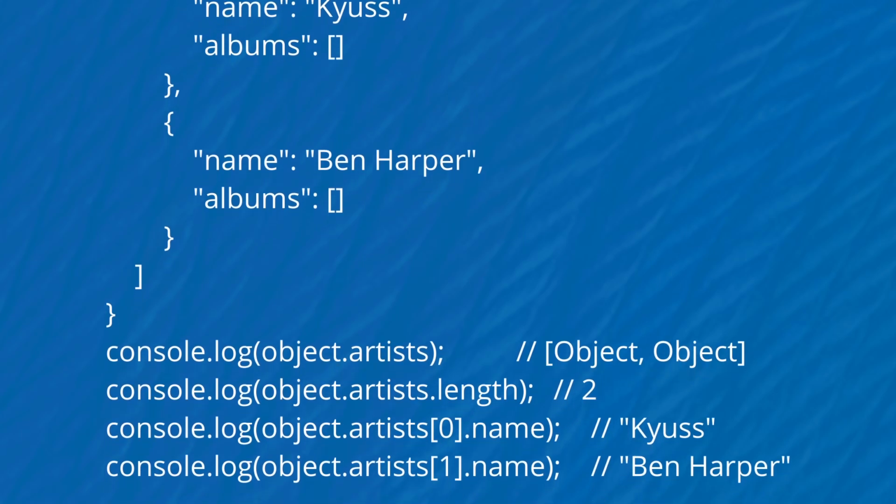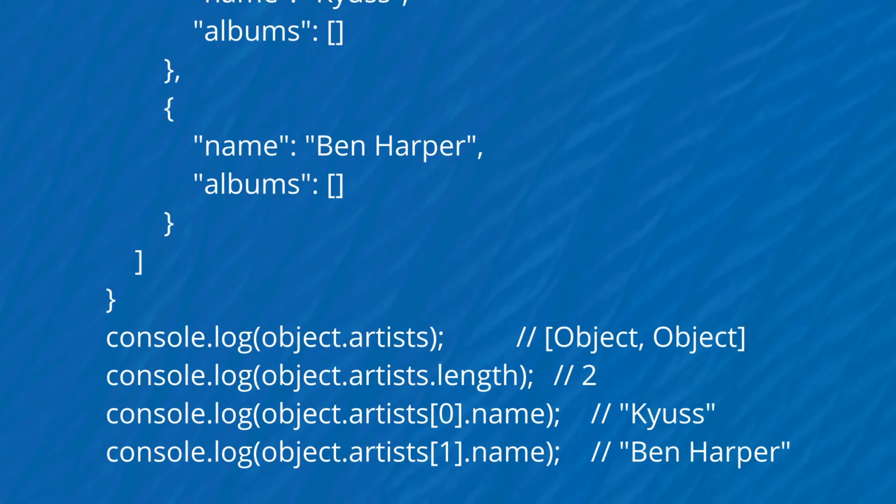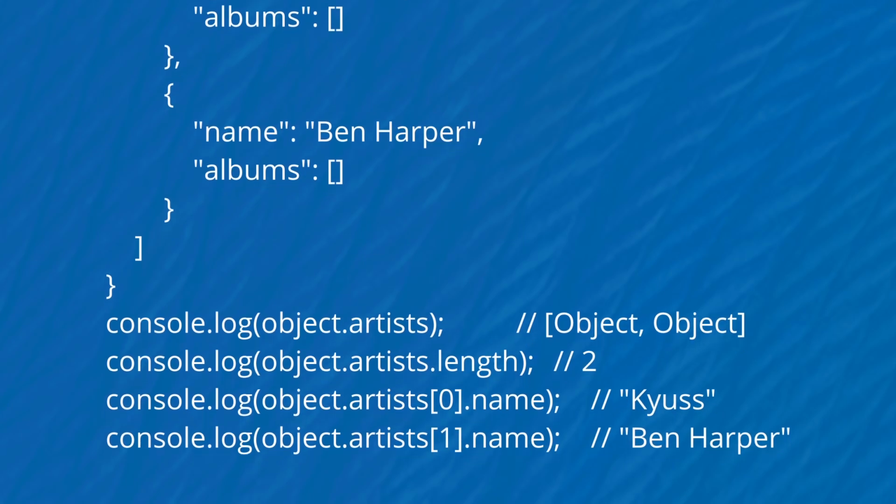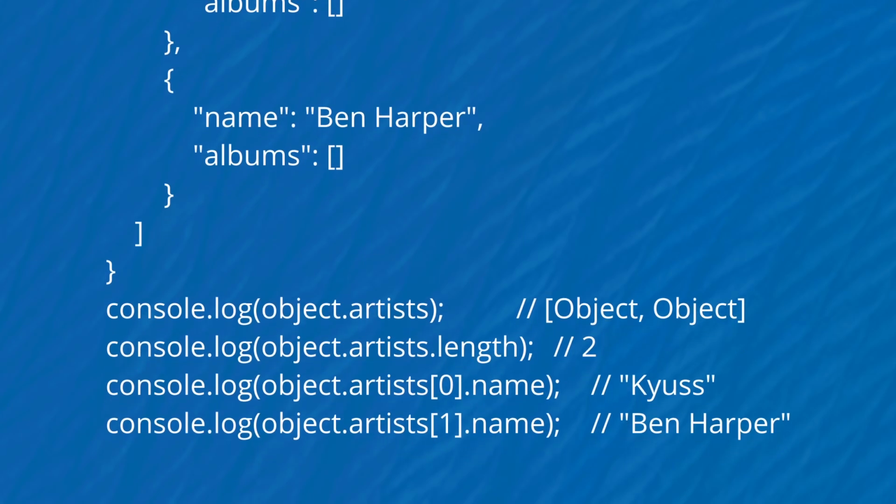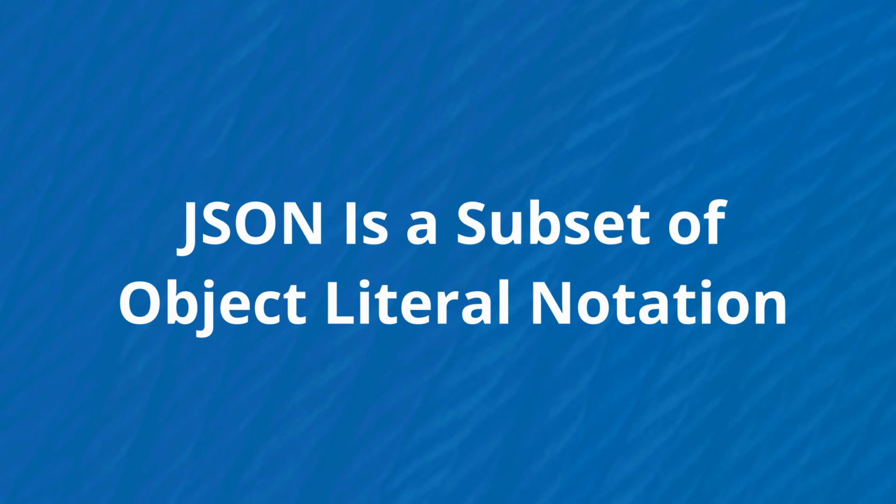You can access the properties of the JavaScript object created in this way using the dot notation, as you already know. Even more precisely, the JSON format is a subset of object literal notation and thus a subset of JavaScript. This, in turn, is the real reason that JSON can be used directly within JavaScript.